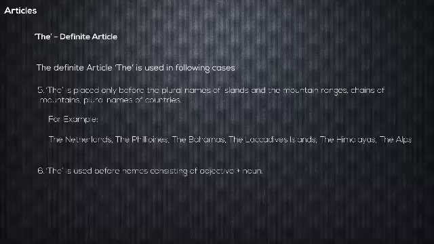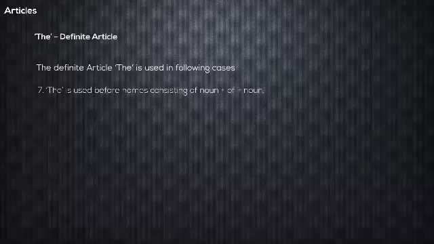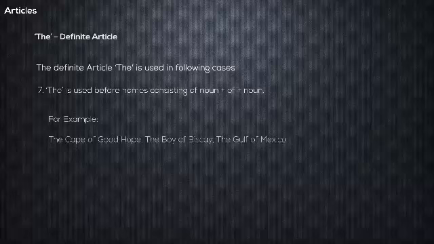Sixth, the is used before names consisting of adjectives followed by a noun. For example, the Arabian Gulf, the New Forest, the High Street. Seventh, the is used before names consisting of noun followed by of followed by noun. For example, the Cape of Good Hope, the Bay of Biscay, the Gulf of Mexico.